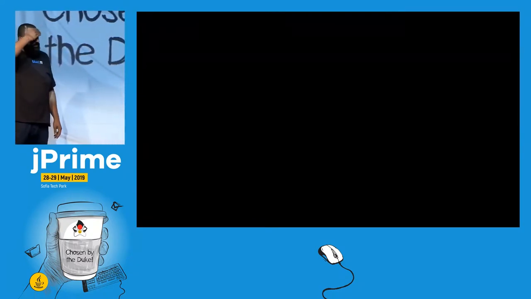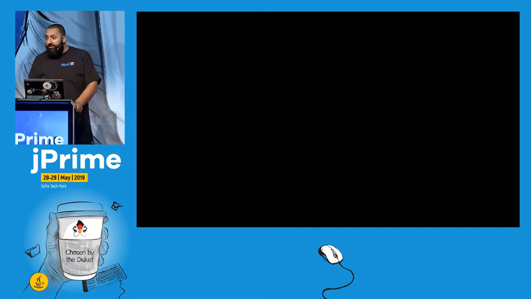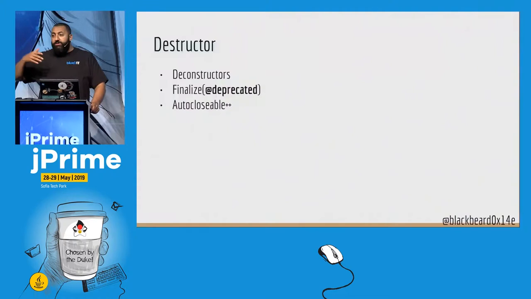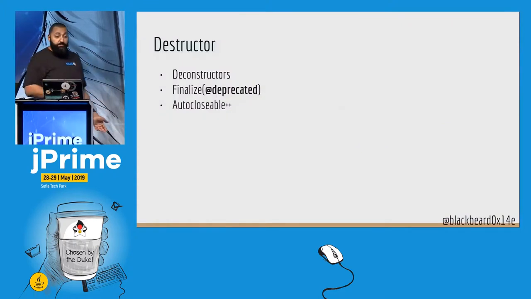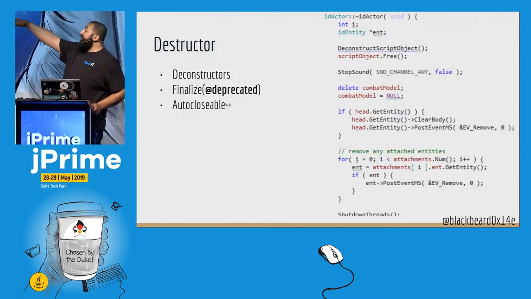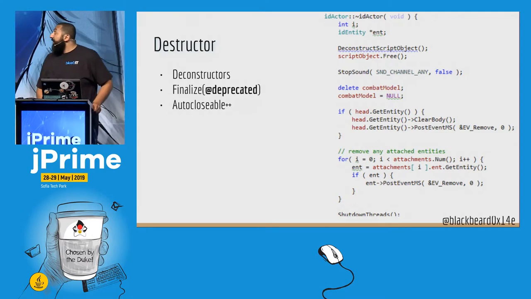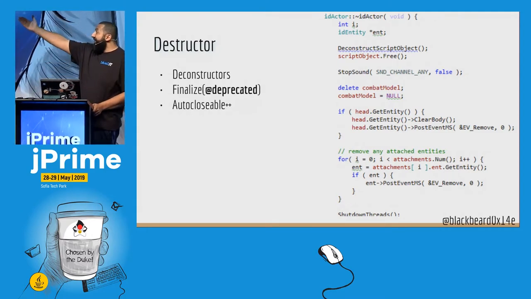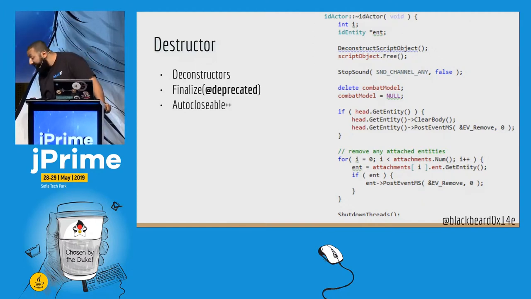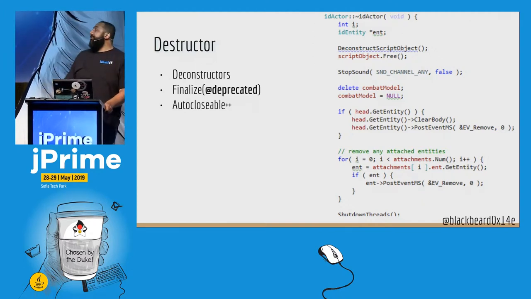So this was also a concept in the other programming languages that don't manage memory for you, which is a destructor, right? The same way you construct an object, you should also destruct it, right? And we kind of do that already. We had finalize, which is deprecated, which means you can still use it, right? I've never actually met anybody who used it. I've never actually met anybody who knows what it does, right?